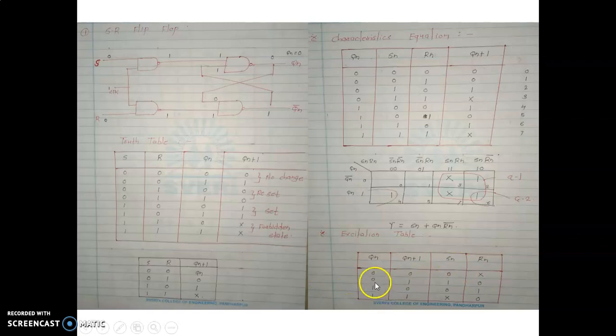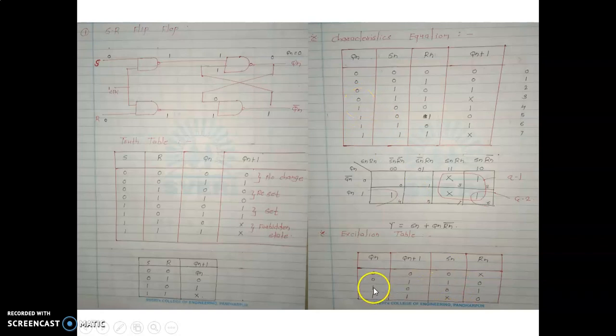Similarly we can consider the 0 1 condition. Again for 0 1 we have to go to the characteristic equation. We have to find out, where Qn is 0 and Qn plus 1 is 1. So in the third row we have Qn is 0 and Qn plus 1 is 1. At that time Sn is 1 and Rn is 0. So we can write 1 0. There is no other combination of 0 1. So we can consider 0 1.